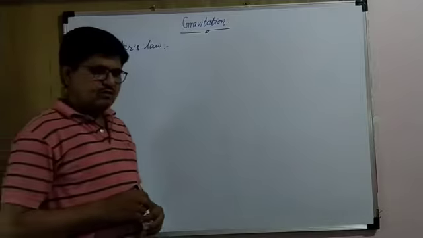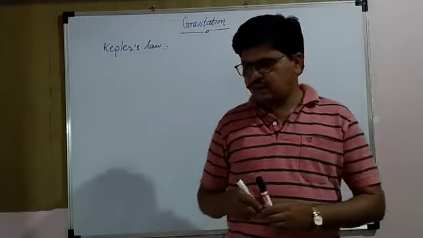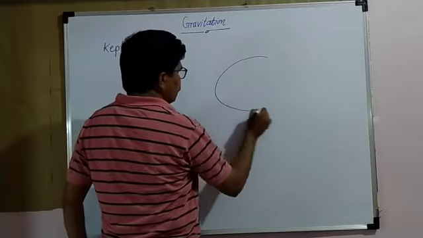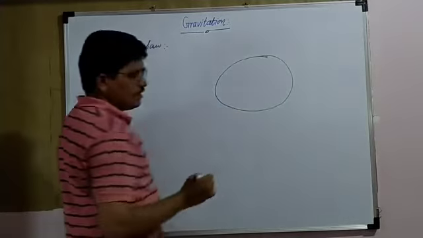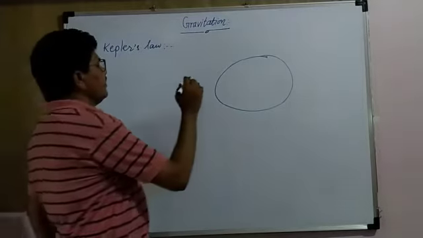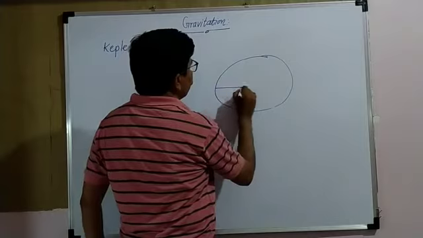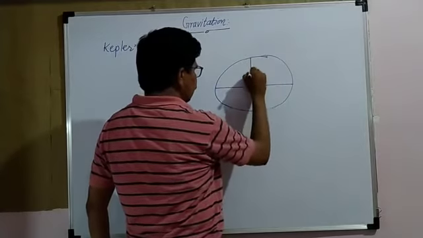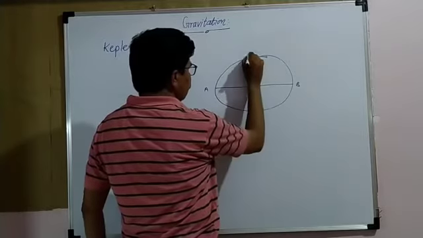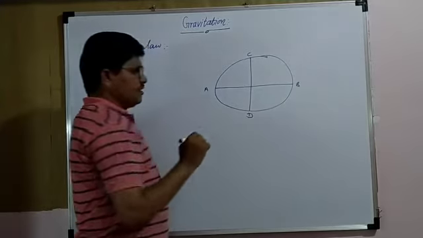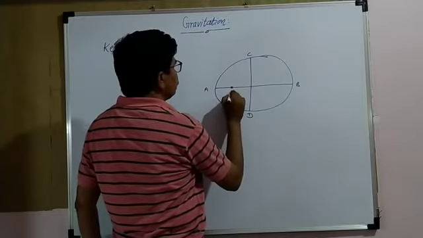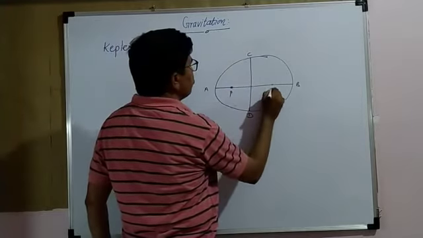Before Kepler's laws, we discuss the ellipse. The shape of the ellipse is like this. If we cut a cone with an inclined plane, that shape is known as an ellipse. An ellipse has two axes: one is the major axis and the second is the minor axis. Suppose AB is the major axis and CD is the minor axis. Then that ellipse has two foci. Suppose this is the focus P and this is the focus Q.